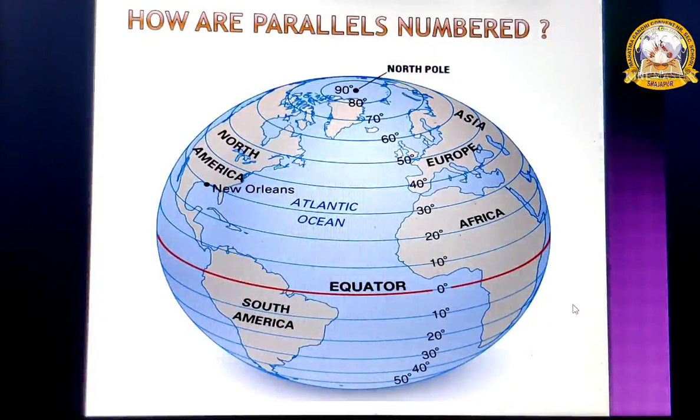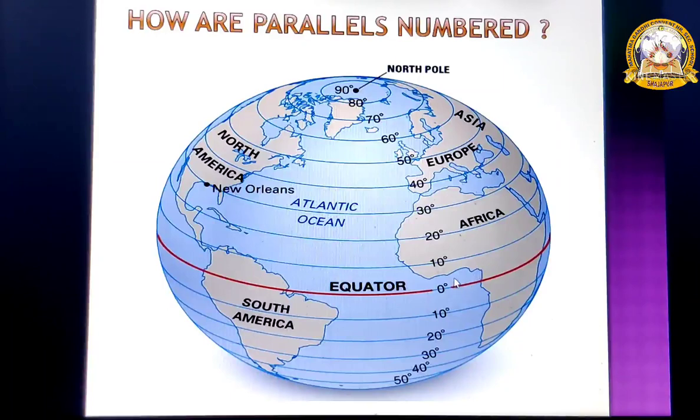Next, how are parallels numbered? अब how we number the parallels? So we start from the equator. Why? Because the equator is the longest parallel. So we start from the equator and mark it as 0° latitude.